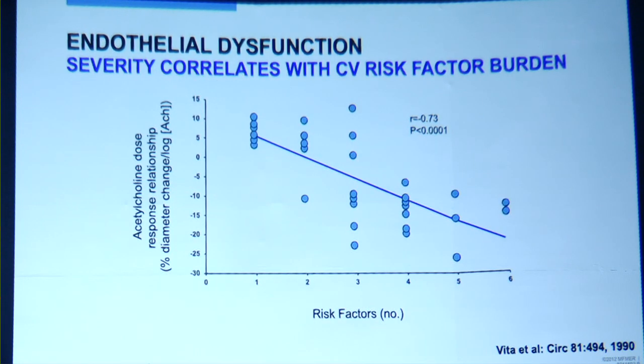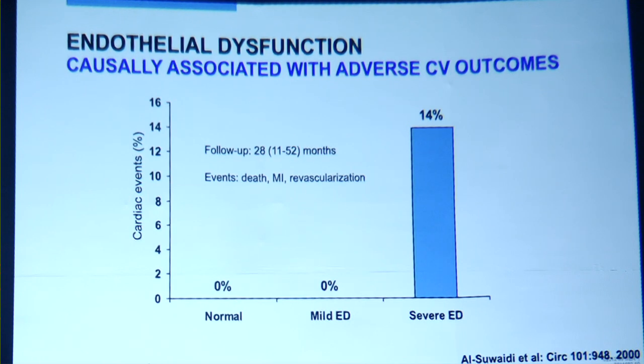And I won't show you too many studies, a couple of slides only. But way back in the 90s, it was shown that the more risk factors you have, from one risk factor up to six maybe, the worse your endothelial function was. This is measured with acetylcholine infusion, and there was more and more constriction in the forearm when you had a lot of risk factors. We accept that now, but way back then this was news, and importantly showed that endothelial dysfunction was relevant to atherosclerosis.